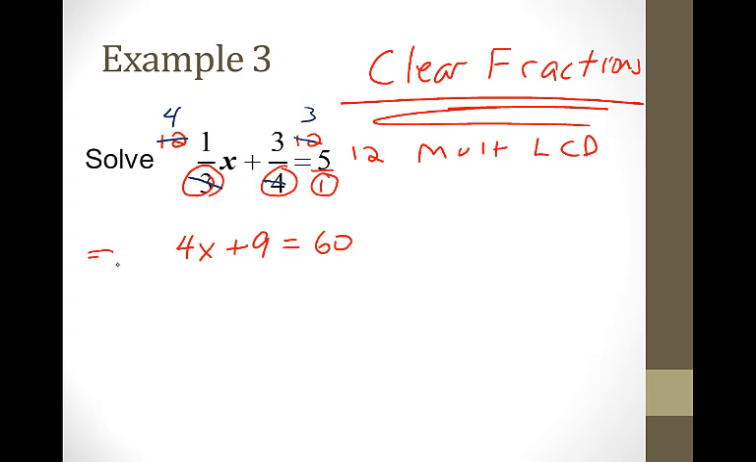Now that we have it like this, 4x plus 9 equals 60, it's pretty much like the problems we've been working all along, right? So I'm going to subtract 9 from both sides. 4x equals 51, and then divide by 4. So I'll get x equals 51/4, and I cannot reduce that any further.